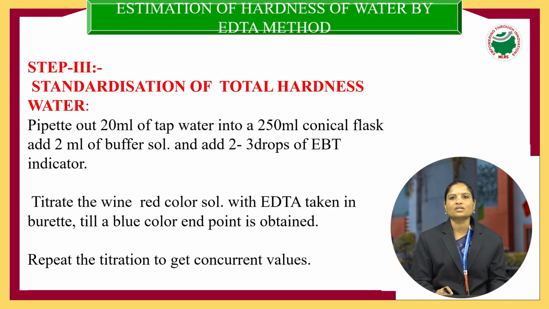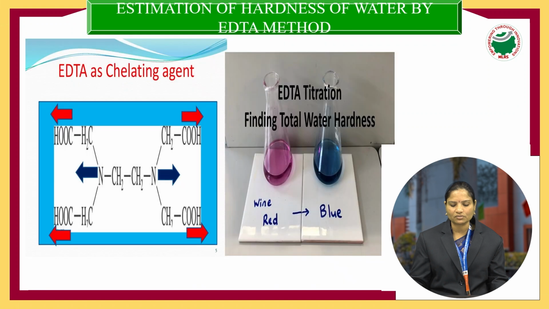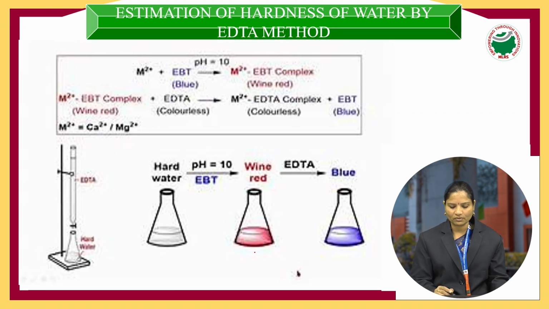So 20 ml of tap water is transferred into the conical flask. Add EBT indicator. When we add this EBT, the solution color changes to wine red. We fill the burette with EDTA solution and titrate against this EDTA. Then the wine red color solution will turn to pale blue color.